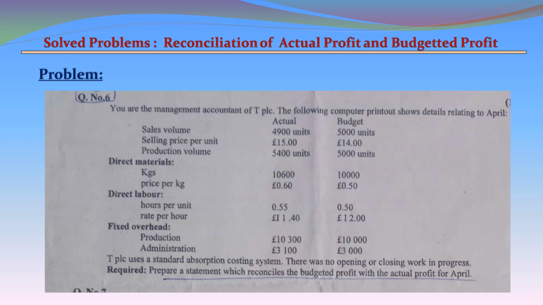Direct labor hours per unit are 0.55 as per actual, 0.50 as per budget. Rate per hour is 11.40 pounds actual, 12 pounds as per budget. Fixed overhead production is 10,300 pounds actual, 10,000 pounds budget. Fixed overhead administration is 3,100 pounds actual, 3,000 pounds budget. TPLC uses standard absorption costing. There was no opening or closing work in progress. Prepare a statement which reconciles the budgeted profit with the actual profit for April.